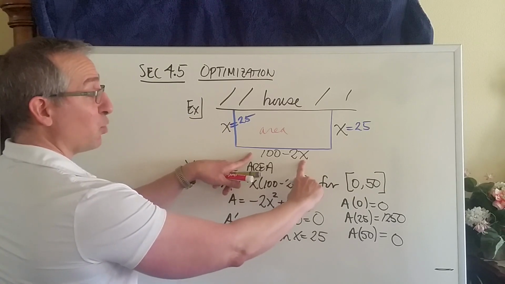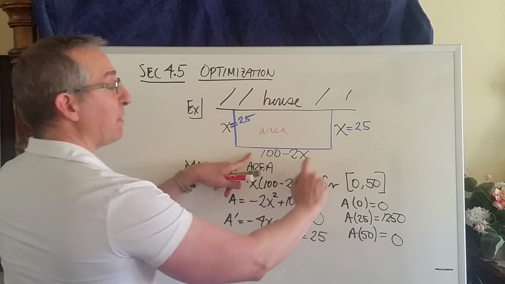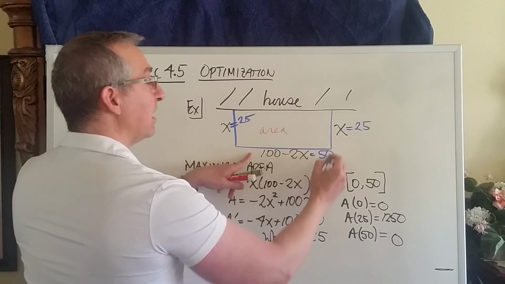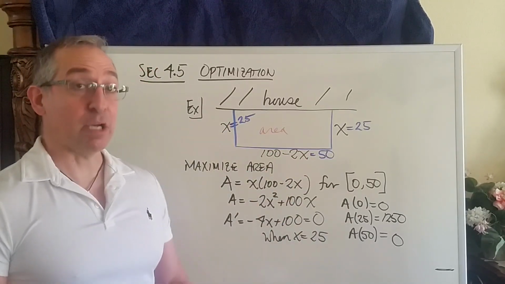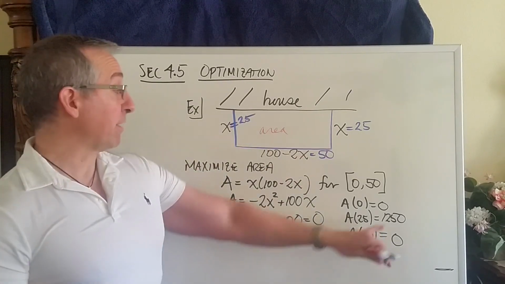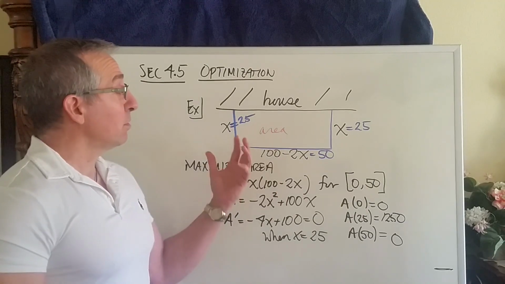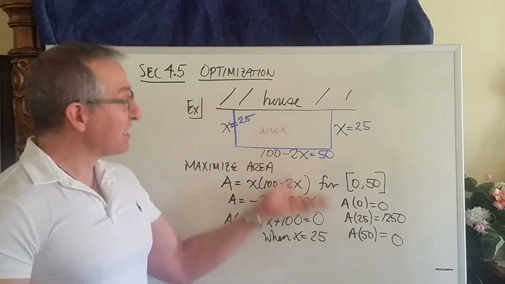Find the length now. Plug 25 into this as well, right? 2 times 25 is 50. 100 minus 50 is equal to 50. So the dimensions of the rectangle that are going to maximize the area, 25 by 50. What is that maximum area? 1,250 square feet. Okay? So we'll do a couple more examples of this, gang, but essentially this is what it comes to.